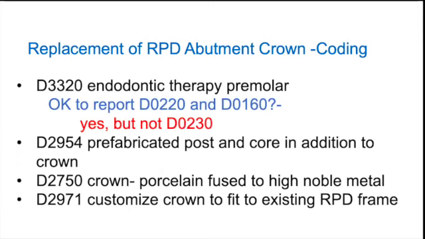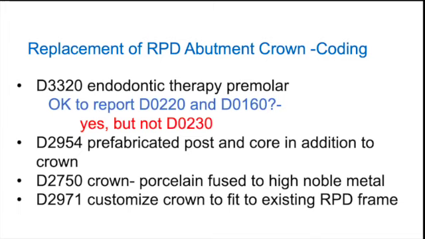Report the radiograph taken at the time of the exam that determined the need for care, but subsequent radiographic images taken during the endodontic care should not be reported. If we take a look, D3320 endodontic therapy would be reported for this premolar root canal treatment. D2954, a prefabricated post and core in addition to the crown, would then be reported for the prefabricated post and core. Any pins that you place may also be reported separately. And then the crown, D2750, would be reported.